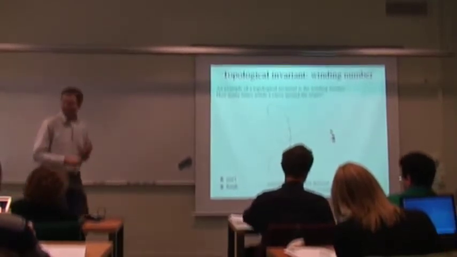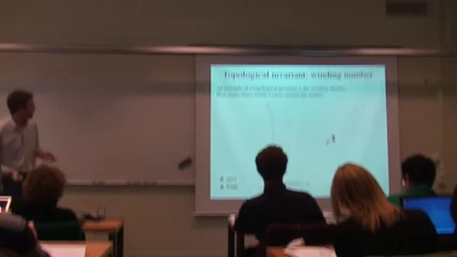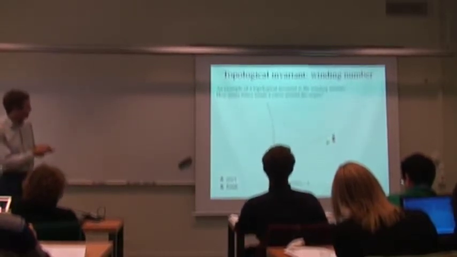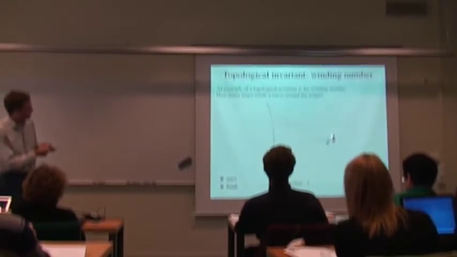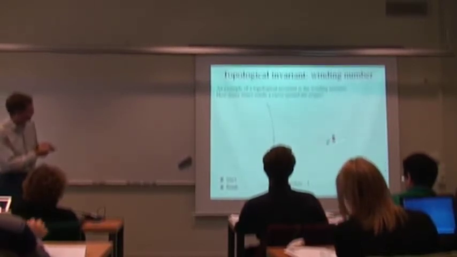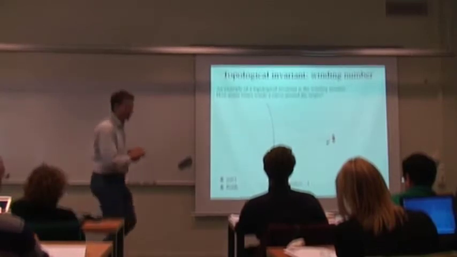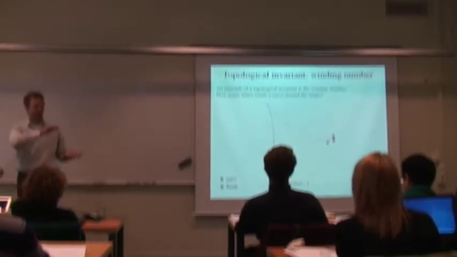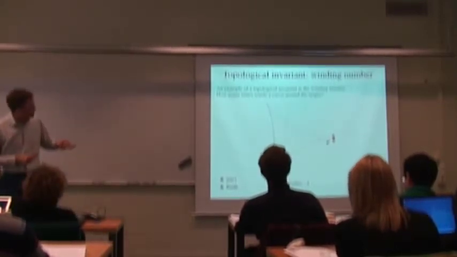If I change my curve a little bit more, it might look like this. In this case, I'm going in that direction, so I'm going around once, and I'm also going in the opposite direction. So in this case, the winding number would be minus 1, because I'm going clockwise around the origin.